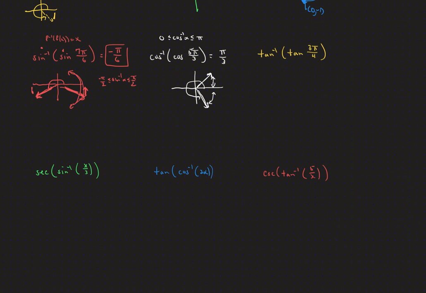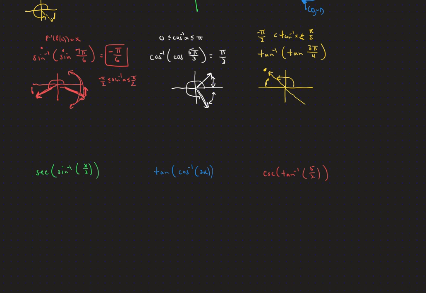And for our inverse tangent, 3 pi over 4 is going to be here in quadrant 2. Its reference angle is pi over 4. Now, an inverse tangent has the same range that a sine does. So it's going to have to give us an angle in between negative pi over 2 and positive pi over 2. So remember that a tangent in quadrant 2 is negative.